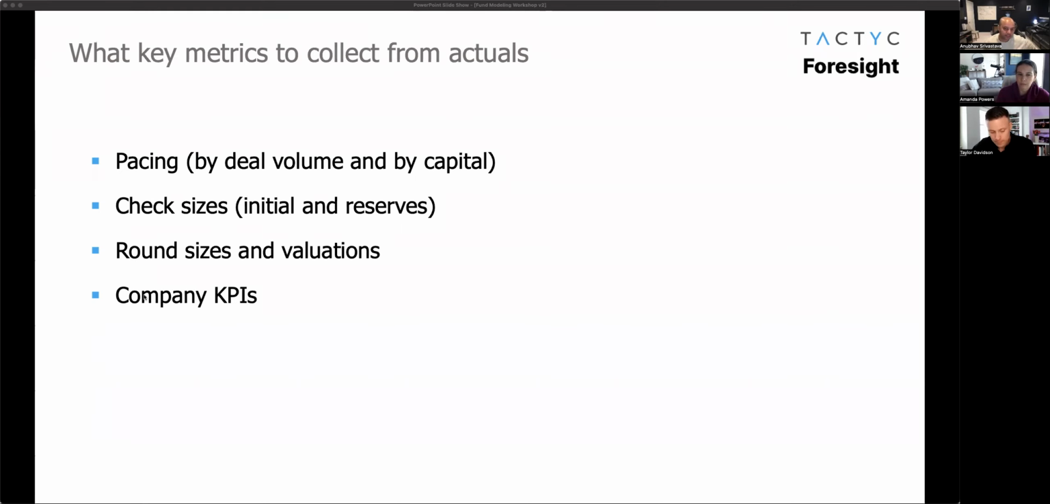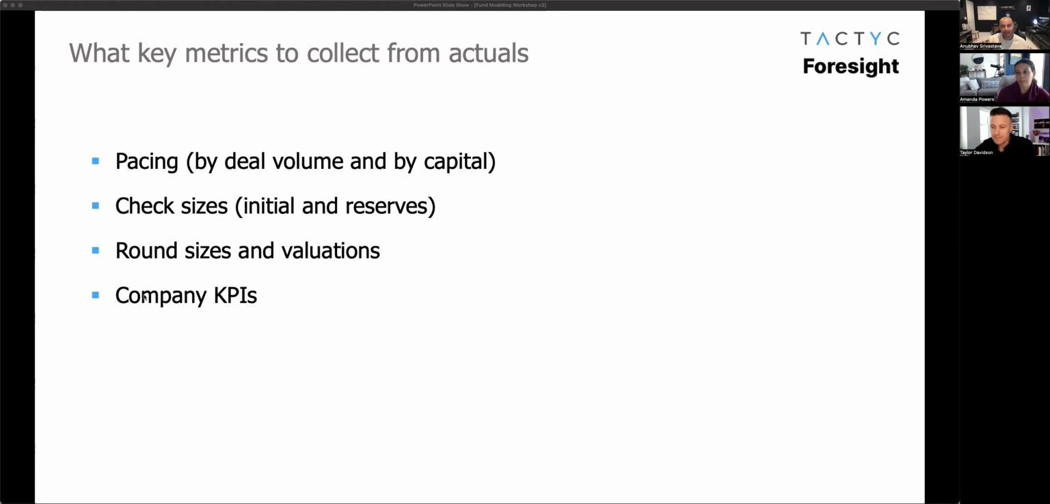But the last 2 metrics, things that are not controllable, are inputs into your model. They should not be parameters that you're changing at free will, because you can't really control the market. You can select which deals you're participating in, but round sizes and valuations are coming to you, not going from you. So just think about it that way in terms of what you can control and what you can't control.